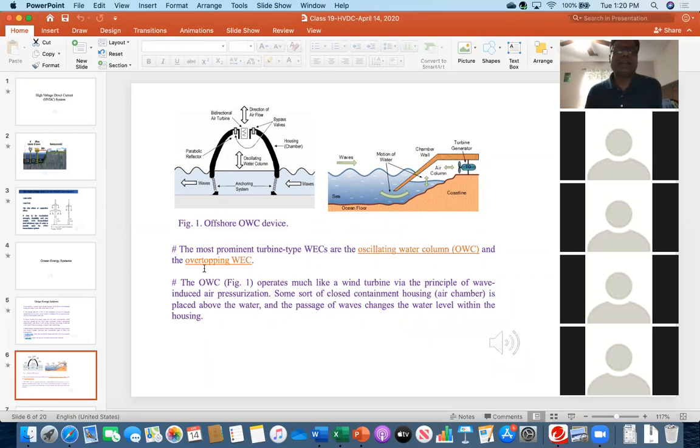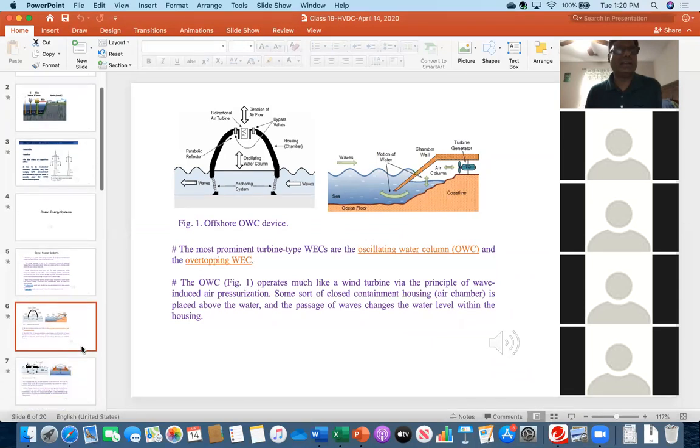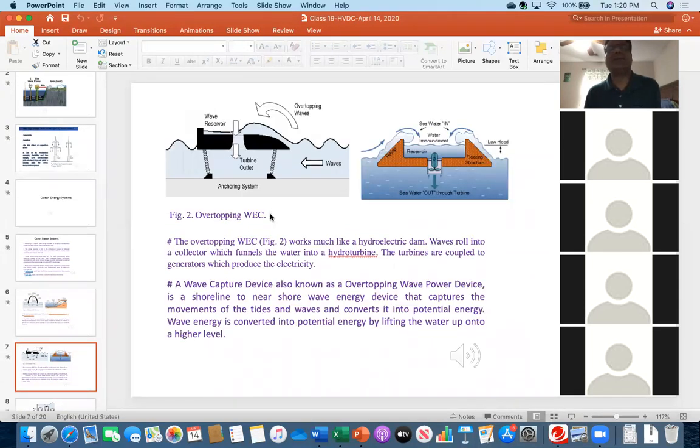So now the next one, the overtopping type, the other type, in the next slide. This is the overtopping type example. In this case, again, there is some sort of anchoring system. And this is similar to a hydroelectric dam. So in this case, there is some sort of water reservoir where there is some water. Again, this is a reservoir similar to a hydroelectric project, a hydroelectric dam.